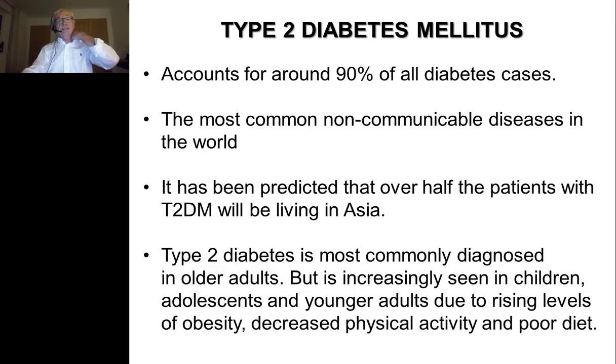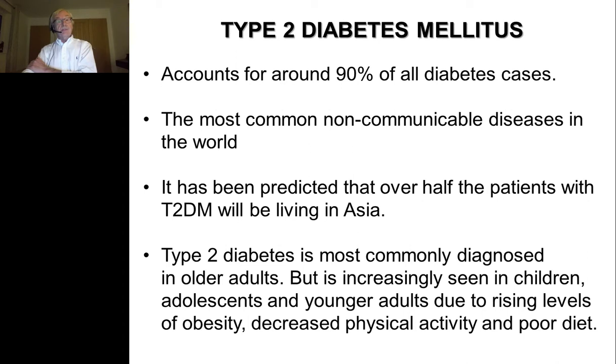Now, type 2 diabetes is the most common form of diabetes. Around 90% of all diabetic cases are type 2 diabetes. And it is the most common non-communicable disease in the world. It is predicted that over half the patients will live in Asia.